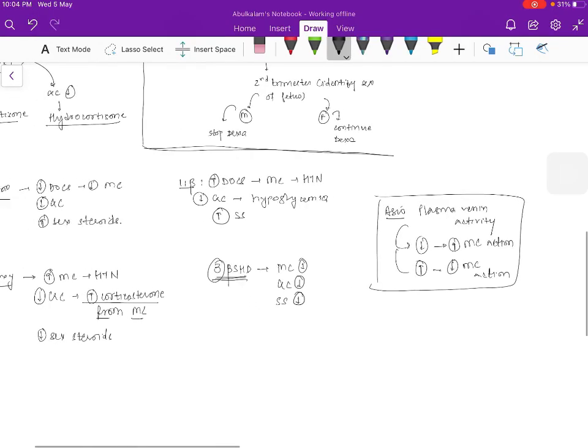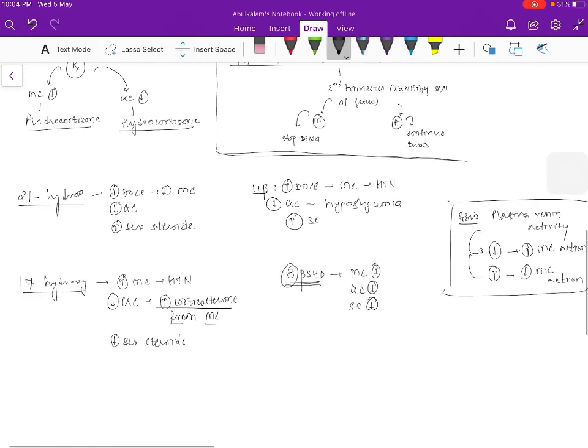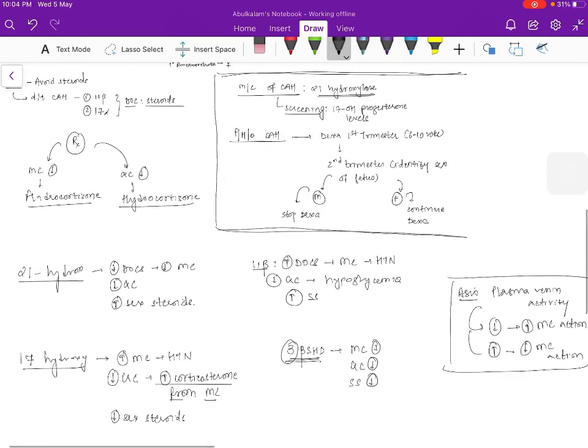Basically what you would be asked is which enzyme is deficient, what are the clinical features, screening test, and this one concept of if there's a family history of congenital adrenal hyperplasia, when to start DEXA, when to stop DEXA.